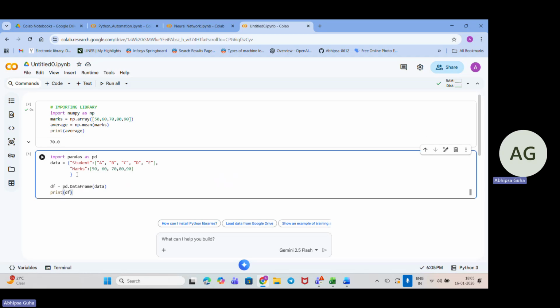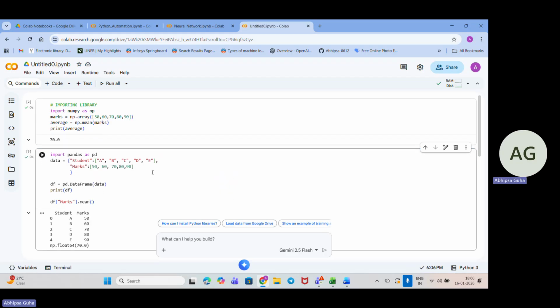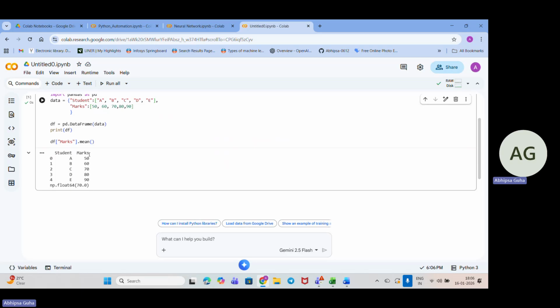Now I want to analyze the column, right? I want to analyze the column. So I am putting df, the marks that I have taken, and I am taking dot mean, like this. Now I am running this. So I have got the value like this. So these are my values, and the mean is giving 70, right?